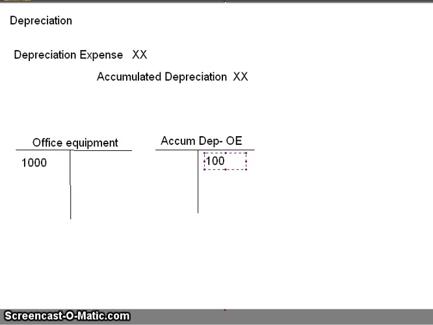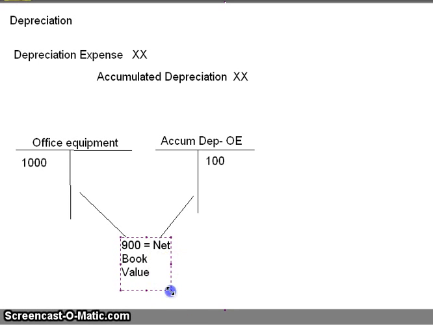Well, at the end of year one, what you're basically saying is that that office equipment, that desk, is not worth $1,000 anymore. That desk is now worth something less because it has been used for a year. That desk is now worth $900. You look at these two accounts together in order to come up with the valuation. So that $900 is also referred to as your net book value, NBV. That $900 is what the asset is worth to you now.